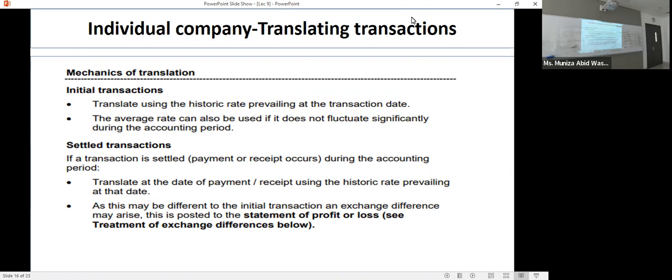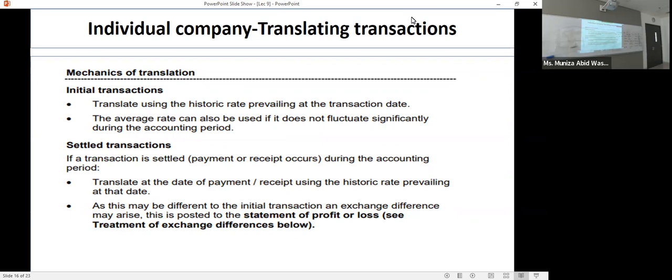Okay. Some transactions are going to be settled during an accounting period. For those transactions, when the transactions just settle in the accounting period, the accounting entry is cash debit, credit, receivables. What amount you have to write in front of this accounting entry? Let's see. If a transaction is settled, payment or receipt occurs during an accounting period, then once again, you have to translate at the date of payment or receipt using the historic rate prevailing at that date. You have to translate the currency again at the spot rate at which the transaction is being settled during an accounting period.